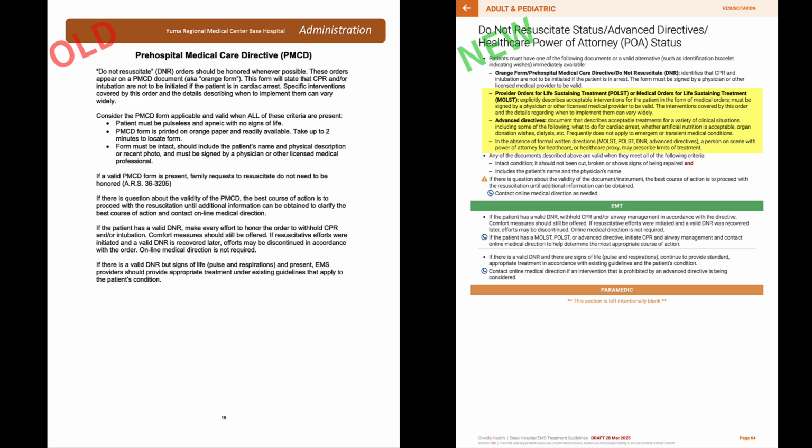The details of these forms can vary pretty widely from one patient to another. The bottom line is that you're encouraged to contact online medical direction if you encounter one of these alternate forms while you are initiating treatment, including standard CPR and airway management. The online physician can review these orders with you in real time and recommend the most appropriate course of action.